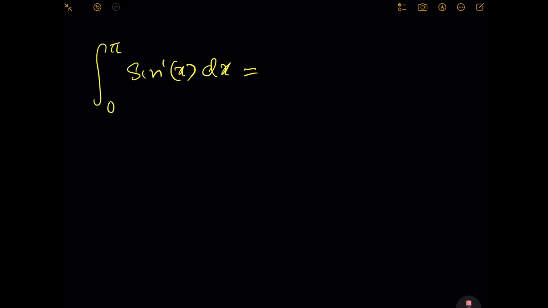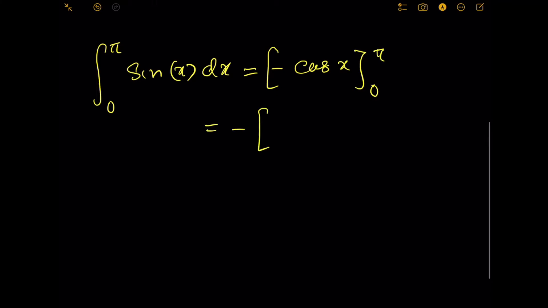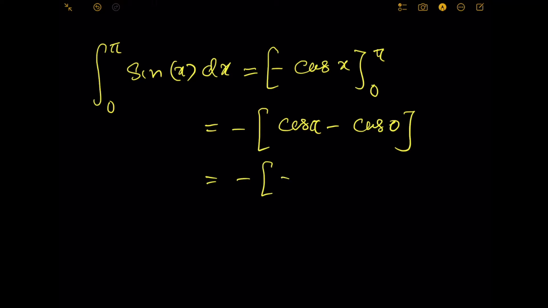The power 1 can be ignored as usual. That becomes a negative cos x and then 0 to pi. Replacing the x equals to pi and x equals to 0, we get negative minus 1 minus 1, which is positive 2. So we need to remember this answer. It will be needed later.